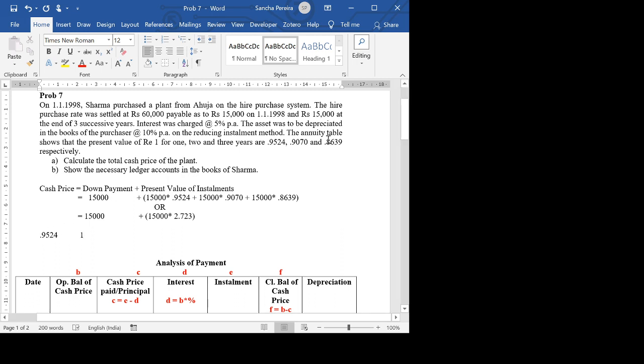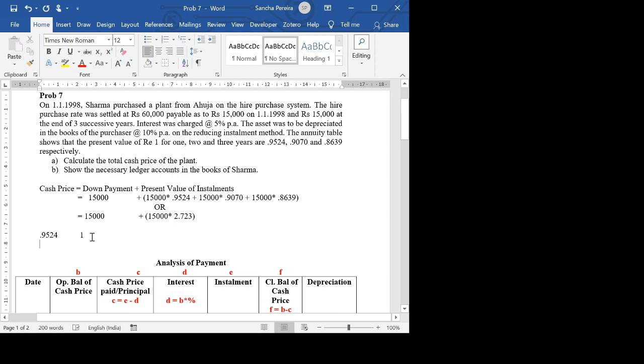If present values are this, 1 rupee becomes the future value. I'm just explaining annuity tables to you. If you want to get 1 rupee after 1 year at a certain rate of interest, that's at that 5% rate of interest, you have to invest 0.9524 today. If you invest 0.9524 today, you will get 1 rupee after 1 year. So that's the present value of 1 rupee.